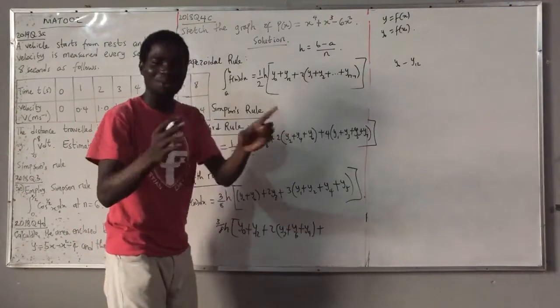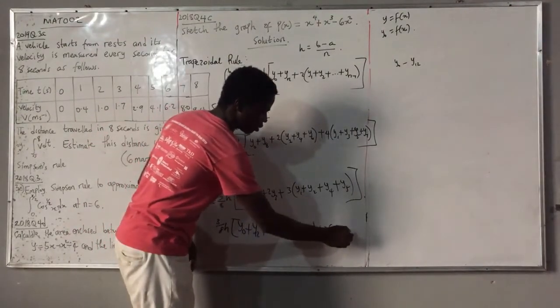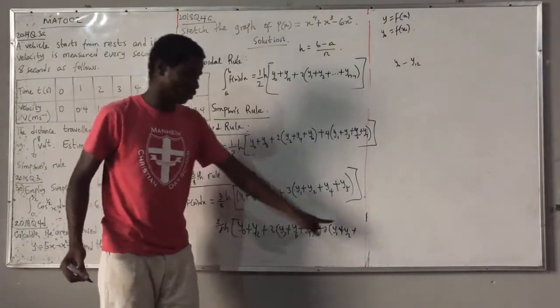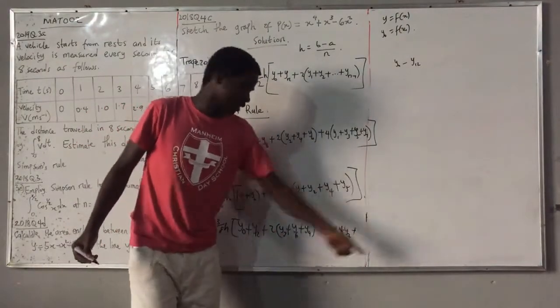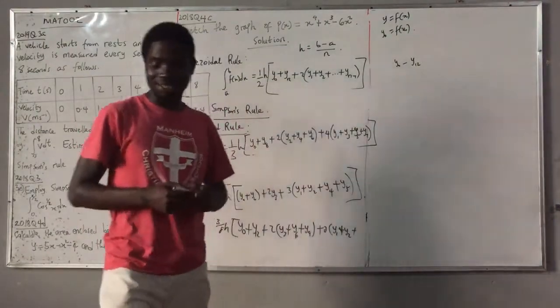Then every other number, not a multiple of 3, you now do y1 plus y2 plus, don't write y3, it's already here. You now write y4, y5. You'll be skipping all the ones that are already here. Do you understand? That is Simpson's 3/8.